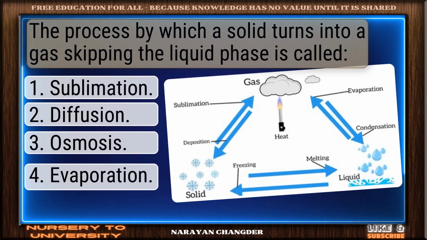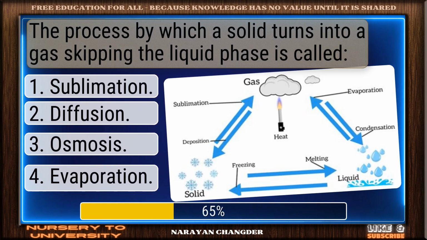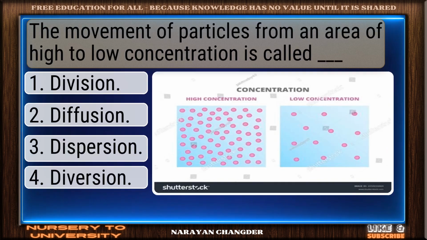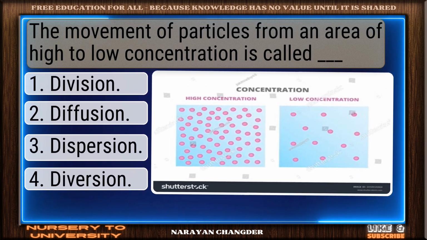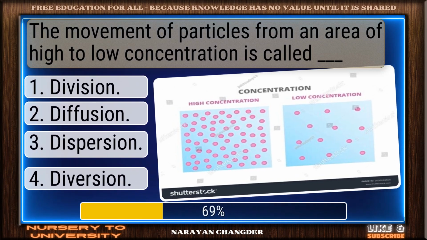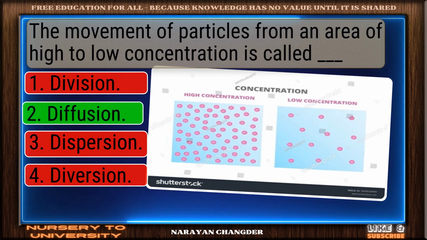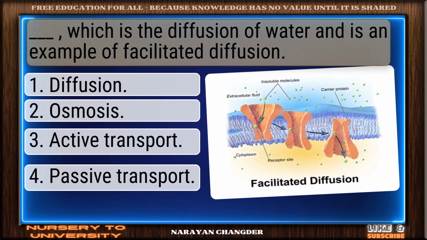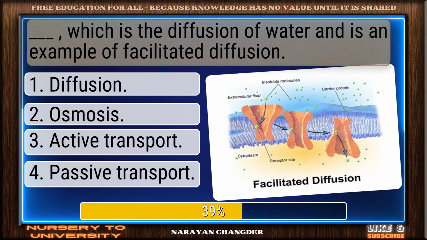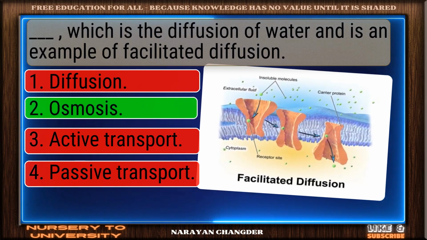The process by which a solid turns into a gas, skipping the liquid phase, is called. You chose sublimation, and it is correct. The movement of particles from an area of high to low concentration is called dash. Perfect. Diffusion is the correct choice. Dash, which is the diffusion of water and is an example of facilitated diffusion. Well picked. Osmosis is the correct answer.